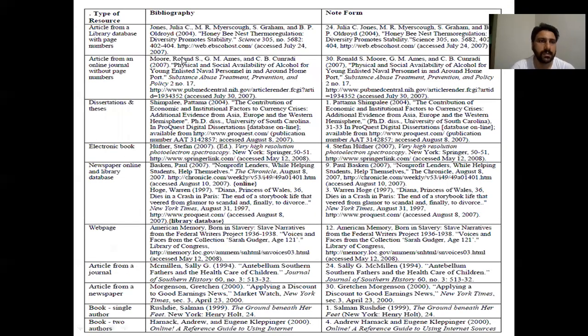For example, this is the one we are following at our university. Let's say you have an article from a journal. These are the notes for it, and this is the style of writing an article from a journal. Let's say the surname is Macmillan, Sally G., and the year of publication, 1994, is written in brackets. Then inverted commas open, and you write the name of the research article, that is Antebellum Southern Fathers and the Health Care of Children, then full stop, inverted commas closed. Then you write the name of the journal, that is Journal of Southern History, and the volume is 60, number 3, and the page range is 513 to 32.